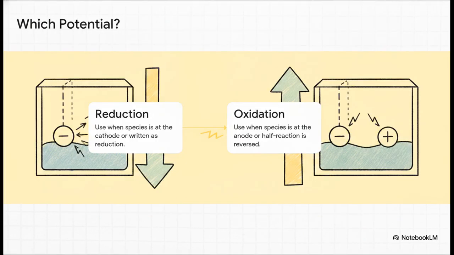To keep everything straight in your head, just follow these two strict steps. Step 1: use the reduction potential when the species is at the cathode or if the reaction is explicitly written as a reduction. Step 2: use the oxidation potential when the species is at the anode or if you physically reversed its half reaction on your paper. Stick to those rules and you'll never plug the wrong numbers into your equations again.